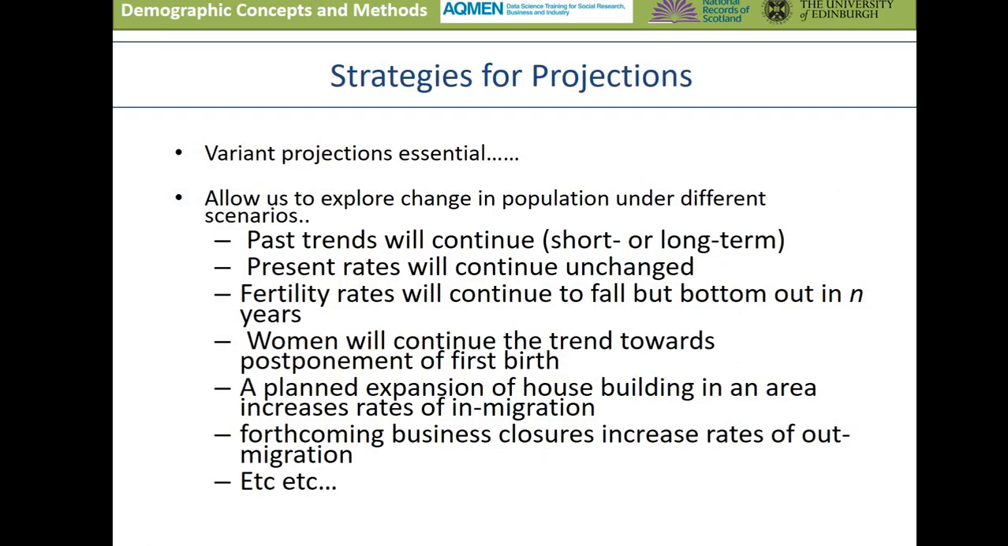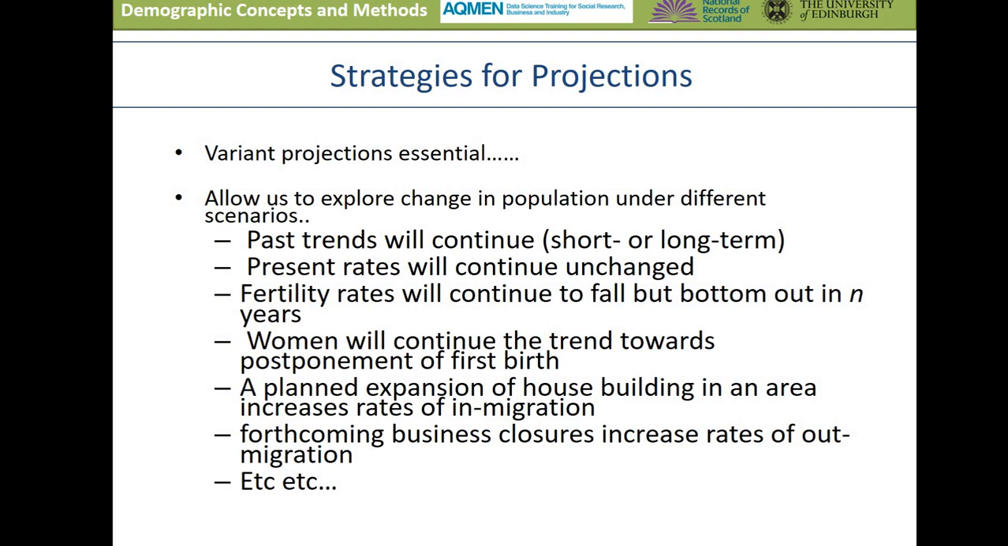So that's the general approach to producing a population projection using the cohort component methodology. But of course, there are a whole set of other strategies and choices that we might make. A key area to mention is the use of variant projections. Variant projections are really essential to allow us to explore change in population under different and plausible scenarios. So we can look at different scenarios, such as scenarios where past trends in fertility, mortality, and migration can continue. And we can inform those trends according to short and long-term analysis.